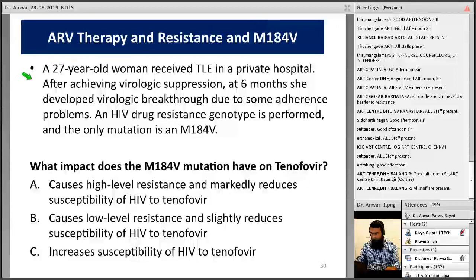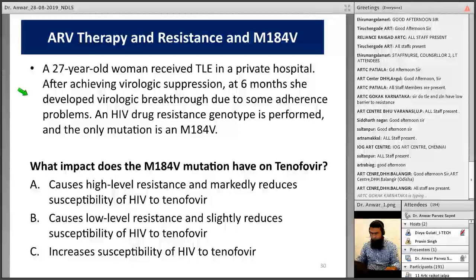Here is a case: a 27-year-old woman received TLE in a private hospital, and after achieving virological suppression at 6 months, she developed virologic breakthrough or rebound due to some adherence problem. That means the patient took ART for 6 months, and now after 6 months the viral load is done, and it is again more than 1000. An HIV drug resistance test or genotype test was performed for that patient in the private hospital, and the only mutation you see as a result is the M184V mutation. Now the question is, what impact does the M184V mutation have on tenofovir?